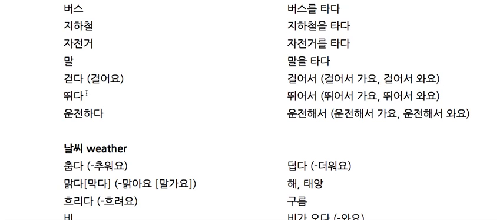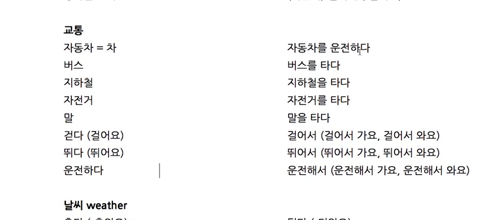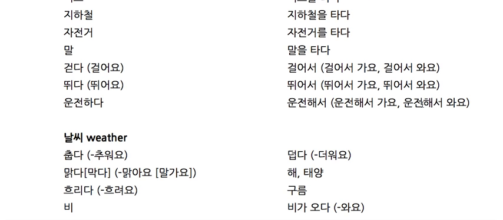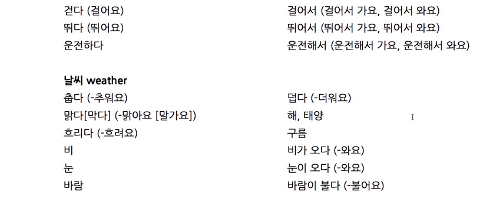그다음에 뛰다. 뛰다는 to run. 뛰어요. 뛰어서 가요. To go by running. To come by running. 뛰어서 와요. 그렇죠. 뛰다. Or to run or to jump. 그 다음에 운전하다. We just talked about 운전하다 here, right? 운전해서 가요. So I go someplace by driving a car. 자동차를 운전해서 가요. 저는 학교에 운전해서 와요. You can say something like that.